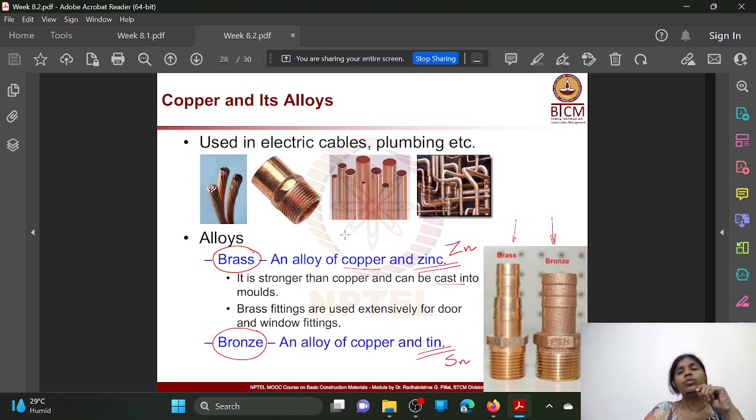Copper is used in electrical cables and plumbing works, and the alloys of copper are brass and bronze. Brass is nothing but an alloy of copper and zinc. Bronze is nothing but an alloy of copper and tin.